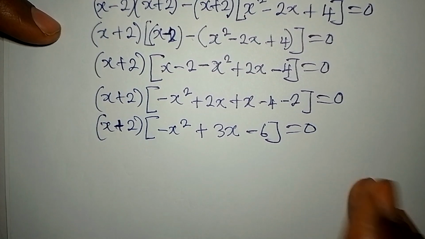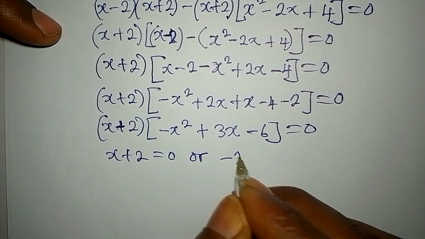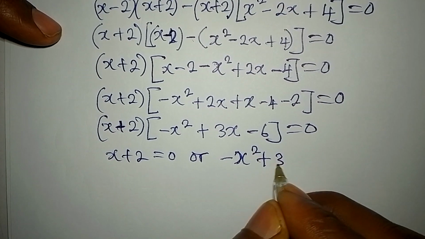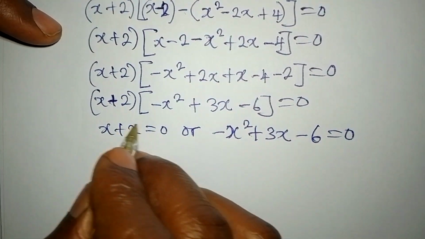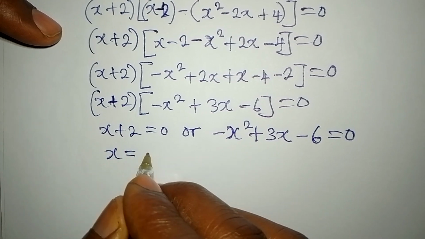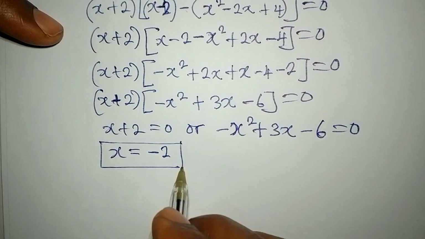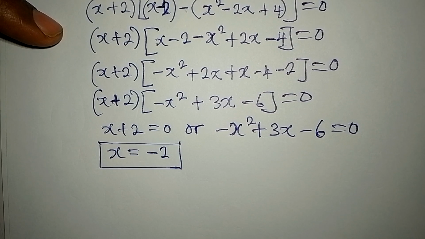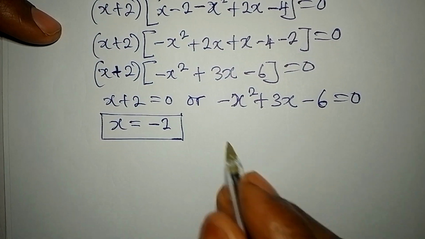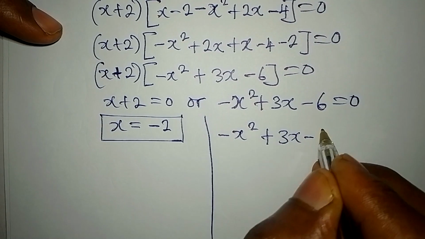Now, let's use our zero product rule. x plus 2 is equal to 0, or negative x squared plus 3x minus 6 is equal to 0. From here, we can say that x is equal to 0 minus 2, and that will give us minus 2. So from here, we have one of the solutions already. And then let's go straight to the other solutions. We have minus x squared plus 3x minus 6 equals 0.